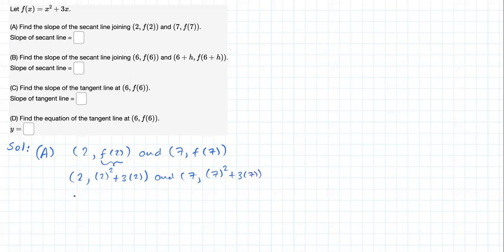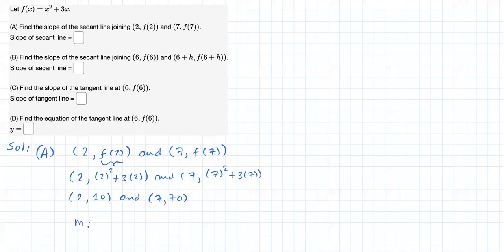Now let's do the math. This is going to be 2 squared, 4, 3 times 2, 6. 6 plus 4 is just 10. And 7 squared, 49. 3 times 7, 21. 21 plus 49 is just 70, right?